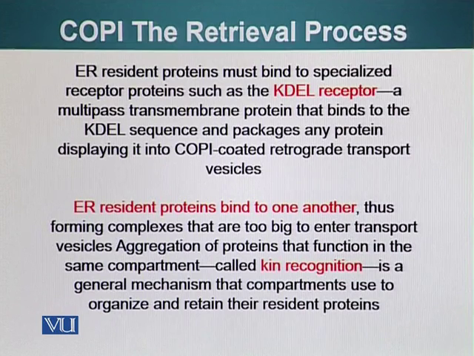ER resident proteins can also bind each other, and they can form larger, more complex structures which cannot be enclosed in the vesicle. So this is one way these proteins avoid being captured into a vesicle. This is referred to as kin recognition.